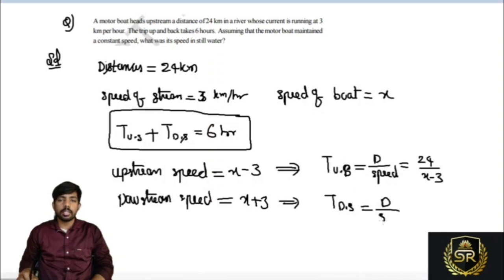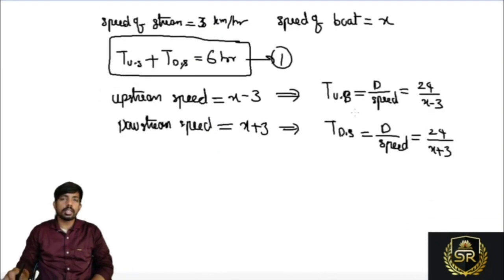So, the distance by speed formula. Distance is 24, and speed is x plus 3. So we got the times t1 and t2, the time taken by the upstream and the time taken by the downstream. The addition of these is given as 6 hours. So we substitute these two conditions into the first equation.